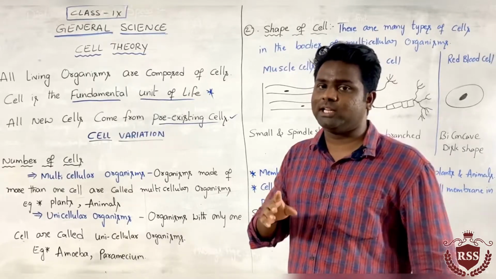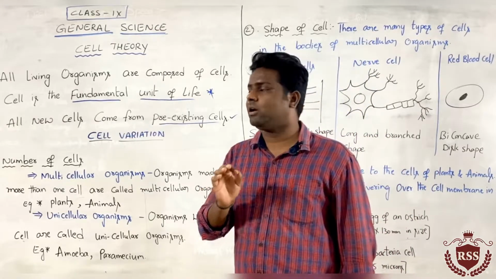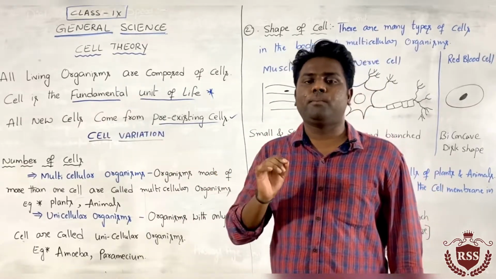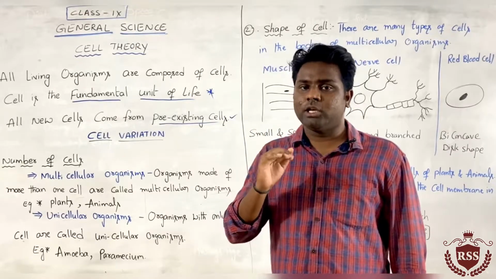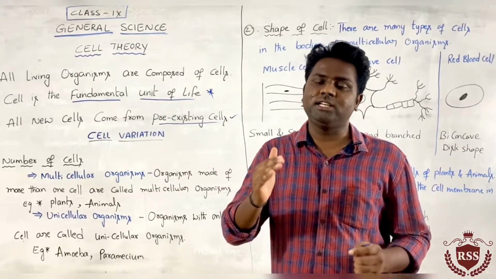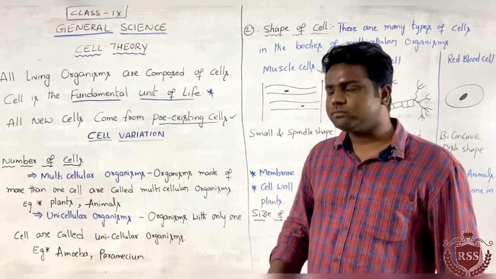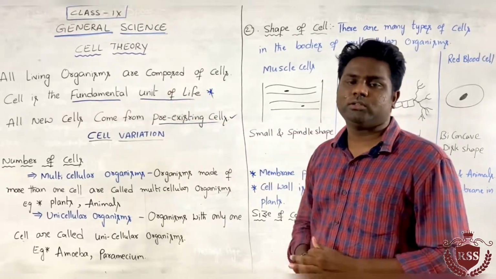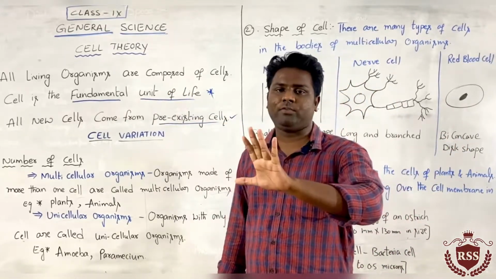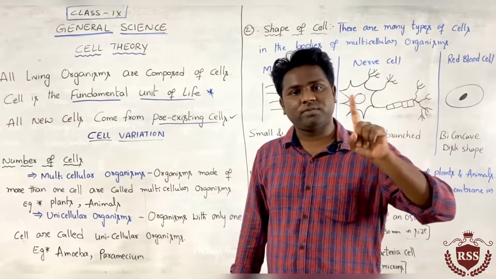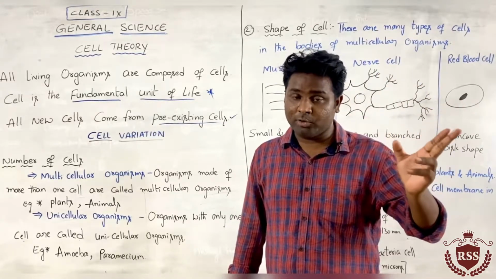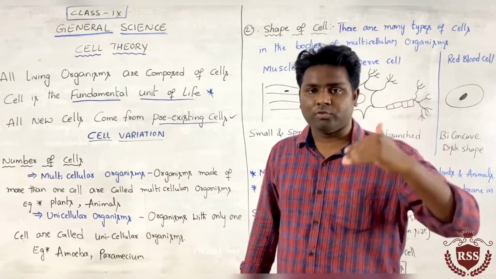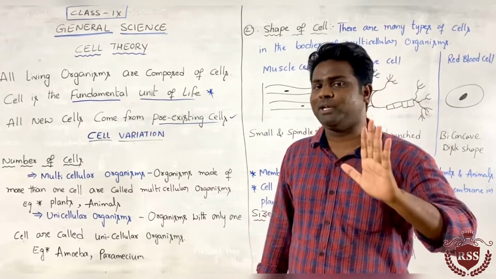Now we get one idea: the cell is the basic element, or the fundamental unit of life. Every living organism is composed of cells, and new cells are formed from pre-existing cells. Clear? This is one analysis, just keep it in mind. The cell is the fundamental unit of life, every organism is composed of cells, and new cells are formed from pre-existing cells. Just keep it in mind.